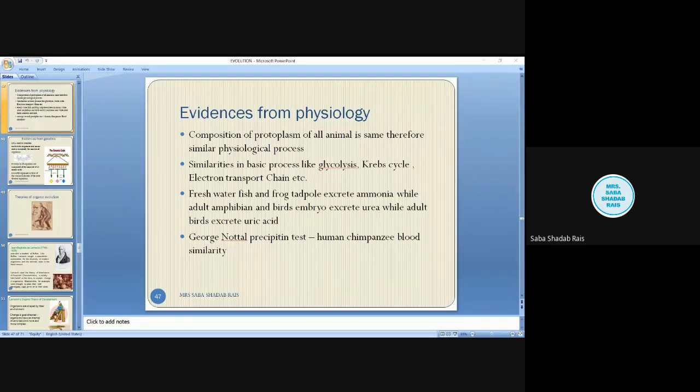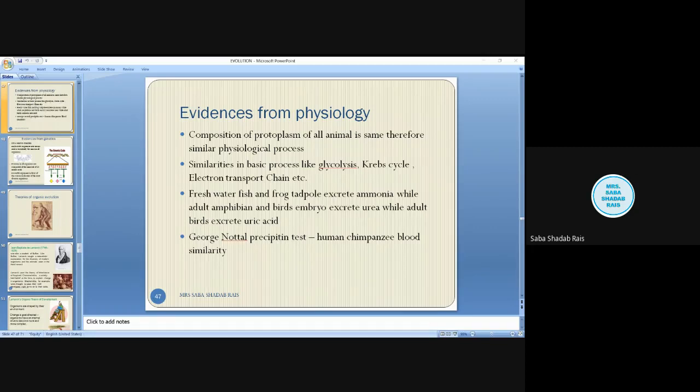Now, before the processes, I would like to tell you that the genetic material is also the same. When we talk about the evidences from genetics, that time I'm going to discuss it in detail. But the cell organelles are also made up of the same material in all the animals. That's why all the basic processes like glycolysis and Krebs cycle are also the same.